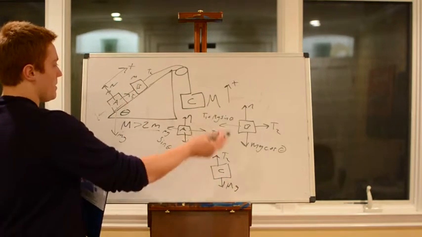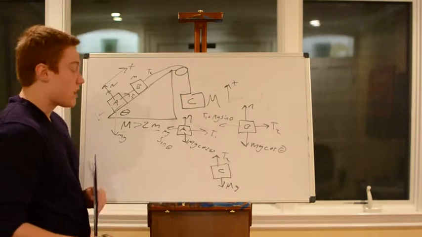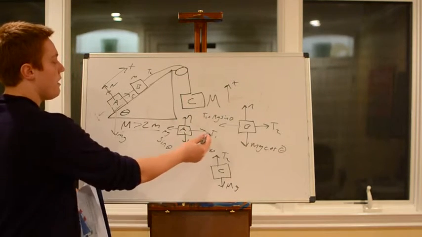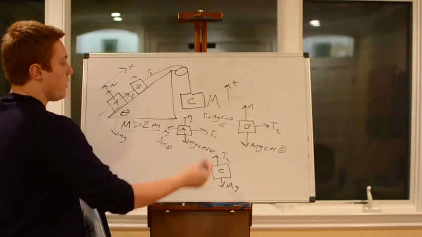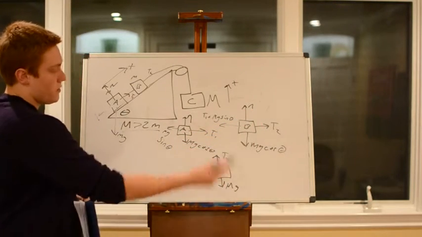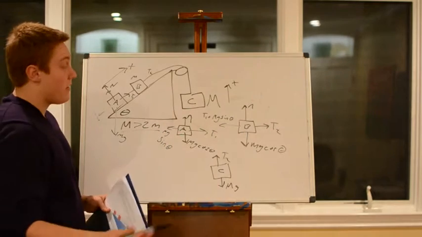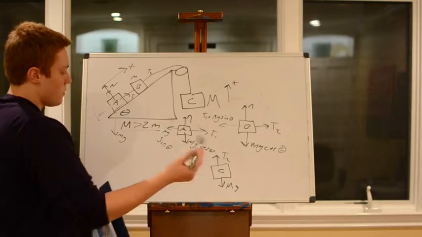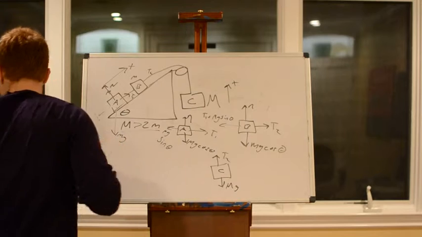Before I erase this and go into Newton's second law, it's important to recognize that we have tensions that repeat themselves. We have T1 here, but it's also here. T2 here, it's also here. So it's good to see that we're going to end up having a system of equations. We'll get to that in a second. Now let me erase the board.